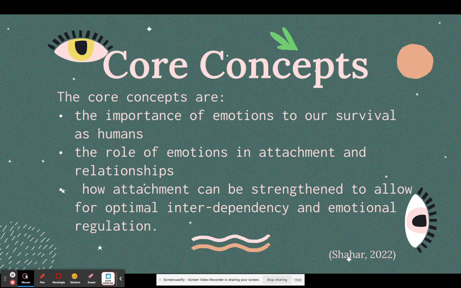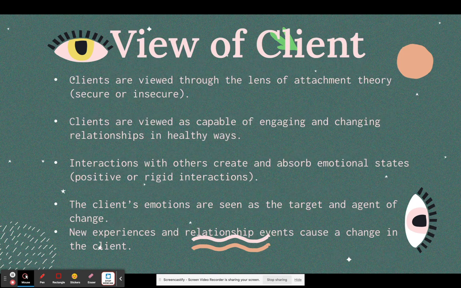Here are the core concepts. They place a high importance on emotions to the survival of humans, the role of emotions in attachment and relationships, and how attachment can be strengthened to allow for optimal interdependency and emotional regulation.